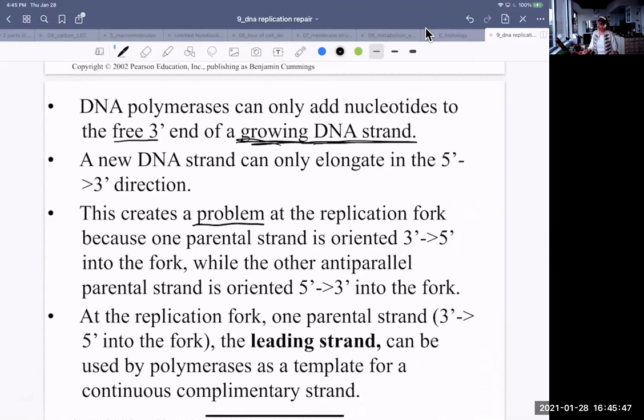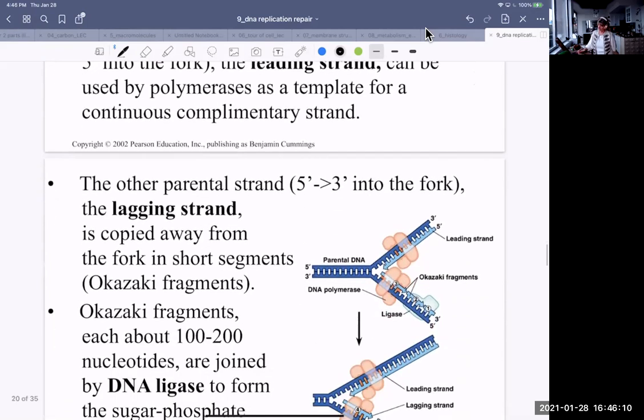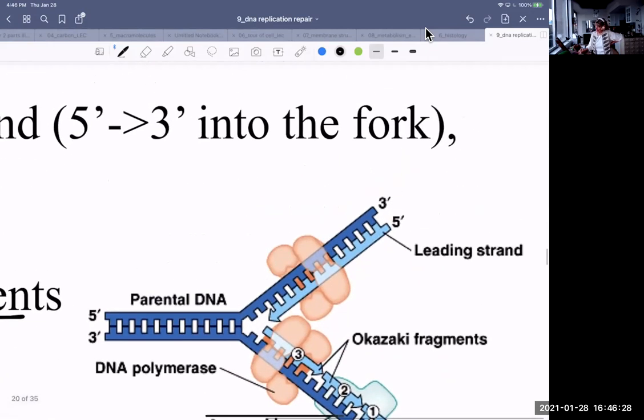That's a problem at the replication fork because one parental strand will be oriented 3' to 5'. The other one will be 5' to 3'. How do you do that? Well, in the animation that you saw, one strand is a lagging strand, it's called, and it's replicated in bits and pieces. It's copied away from the fork in short segments. They're called Okazaki fragments. So the one that's replicated continuously is known as the leading strand.